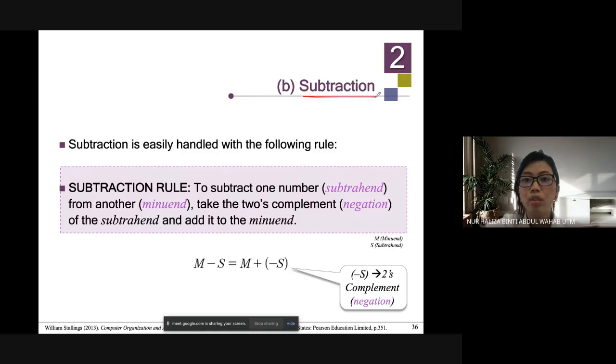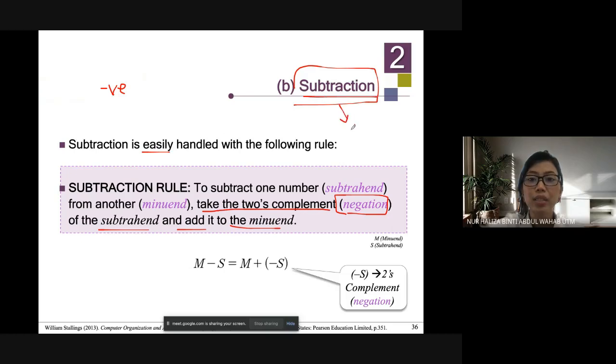Next, we have our subtraction. Our subtraction is easily handled with the following rules, so you need to remember the rules. If you have a negative or a number to subtract, please take the two's complement negation. Use the two's complement of the subtrahend and add it. So please do the two's complement for your subtraction, and then you will change it into an adding process.